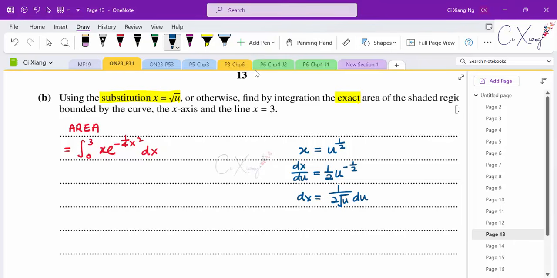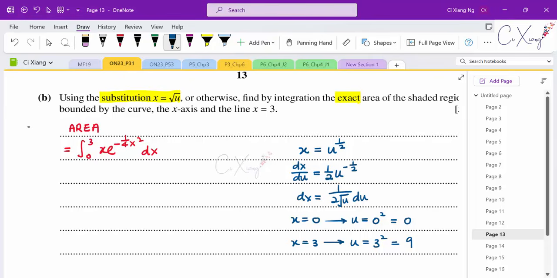Besides this, you also need to find the limits. Our lower limit is 0, upper limit is 3. Let x equals 0, and find u. u will be x squared, which is 0 squared, so you have 0. In case you don't know why u equals x squared, it comes from the substitution equation: x equals square root u, therefore u equals x squared. Now the upper limit: x equals 3. What happens to the upper limit in terms of u? The u value becomes 3 squared, which equals 9.